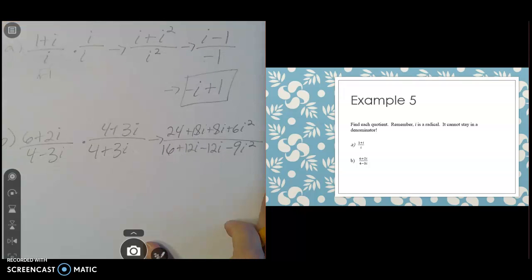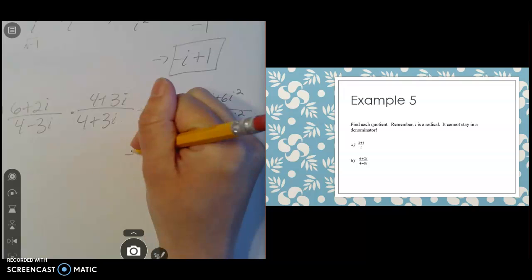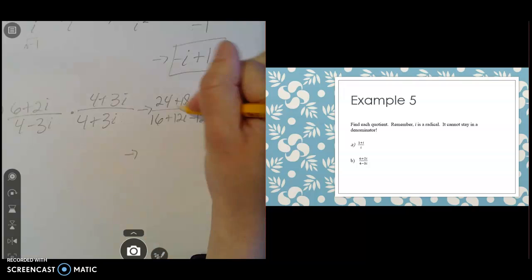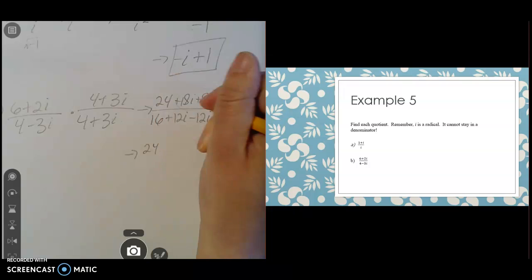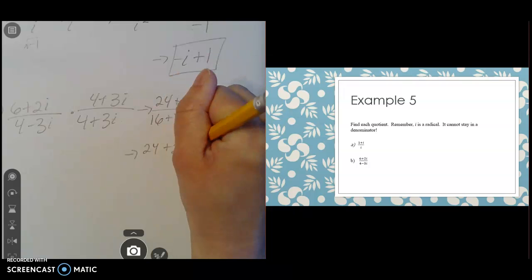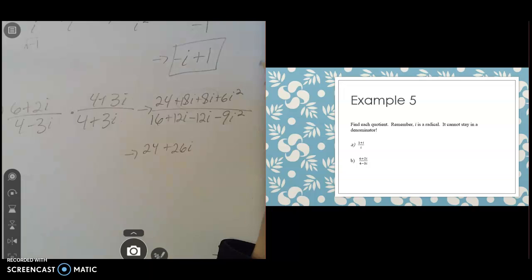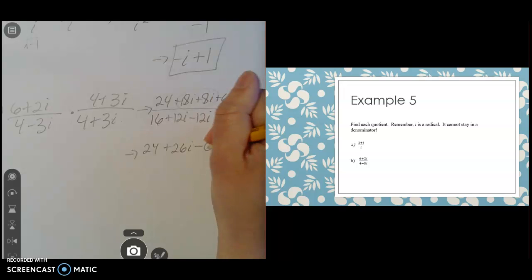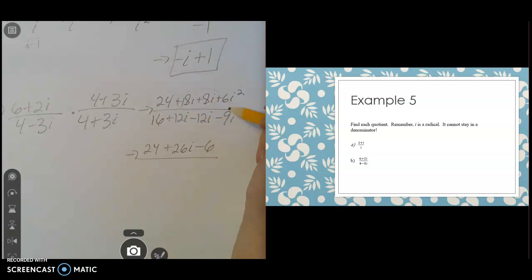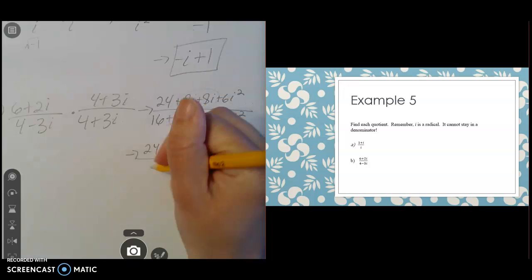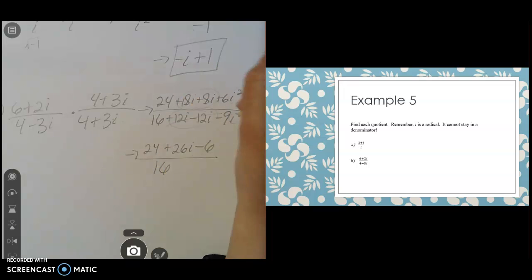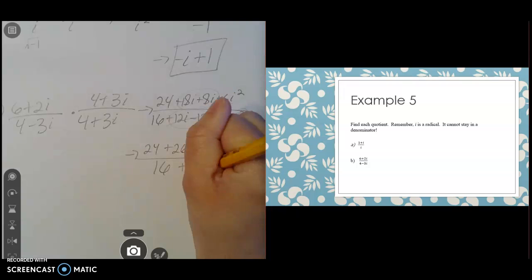All right, we have lots of simplifying that we can do from here. In the numerator, we've got some like terms in the middle. We have 18i plus 8i, which is 26i. We also have an i squared. i squared is the same thing as negative 1. Negative 1 times 6 is negative 6. And the denominator, it'll look pretty similar. We've got some i's that are like terms in the middle. 12i minus 12i is 0. So now we've got 16. And we also have another i squared, which is negative 1. Negative 9 times negative 1 is positive 9.